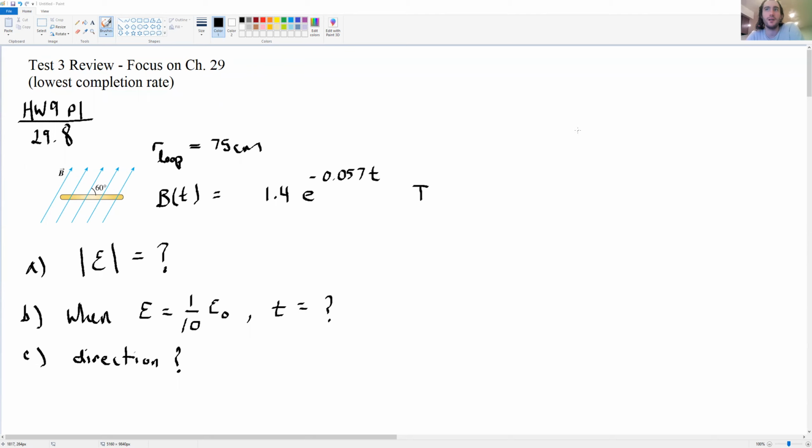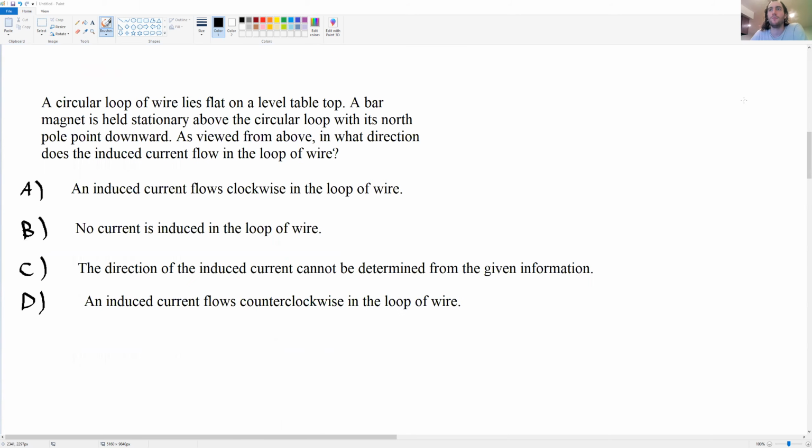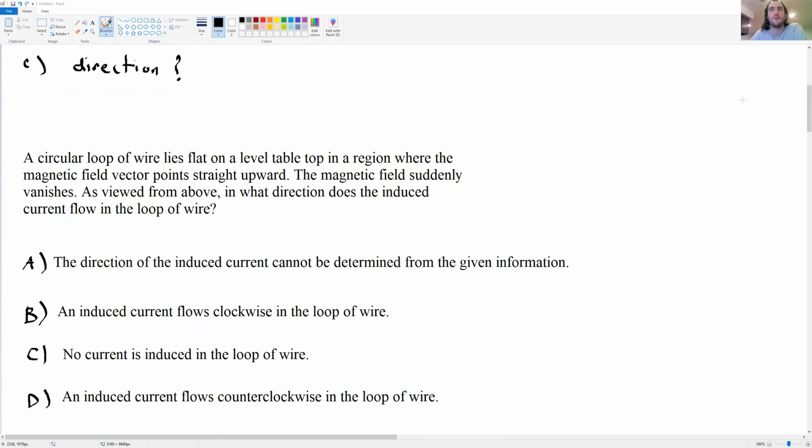I have this problem here shown on the screen. This is the one that most people weren't getting. So we'll go over that one first. And then I have some conceptual questions here. And the point of these conceptual questions is for you to think by yourself first.